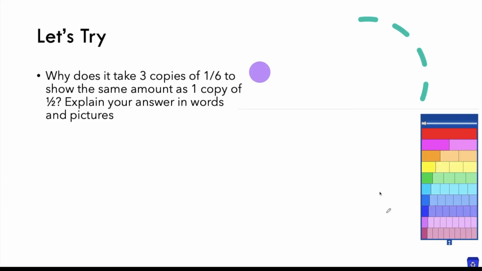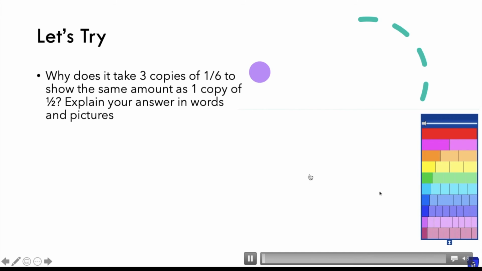Let's try it ourselves. Let me get my pen back. So I have some fraction strips. So why does it take 3 copies of 1/6 to show the same amount as 1 copy of 1/2? They said we could explain using words and pictures. It is a little difficult for me to draw fraction strips on the computer, as you've probably noticed, so I found this great tool. I'm going to use these fraction strips to help me. I want you on your paper to draw best you can.